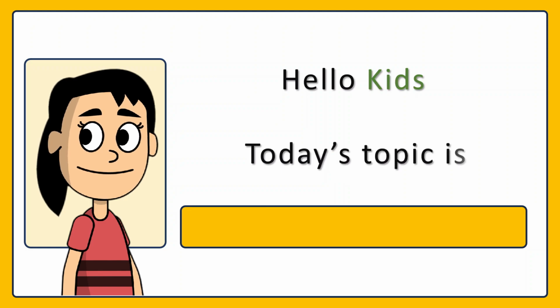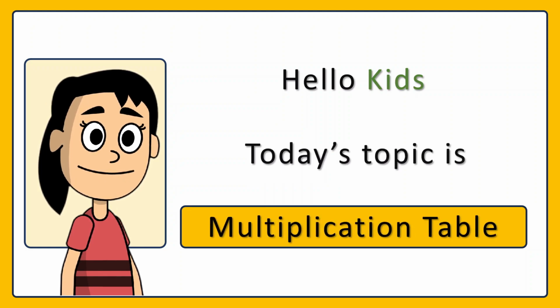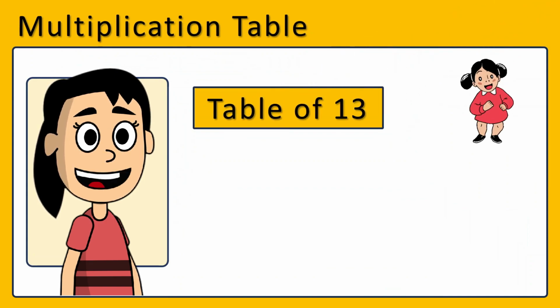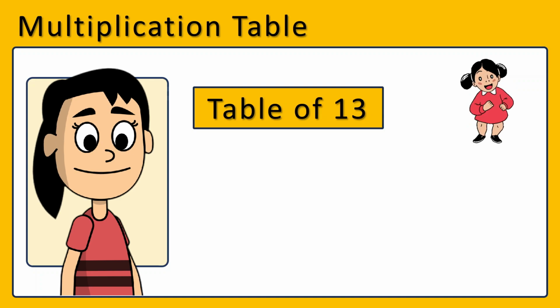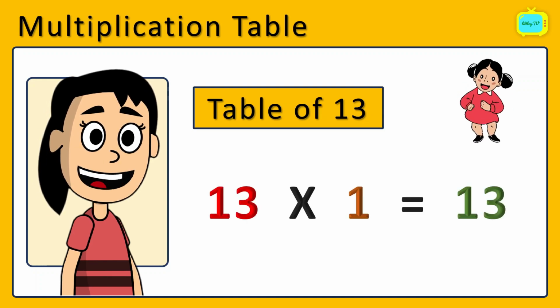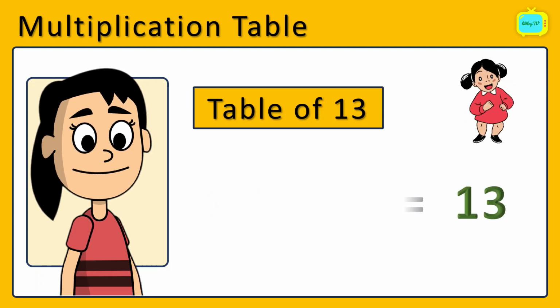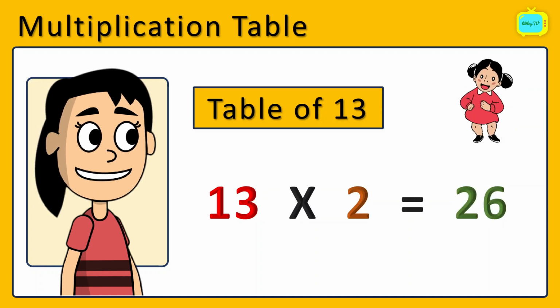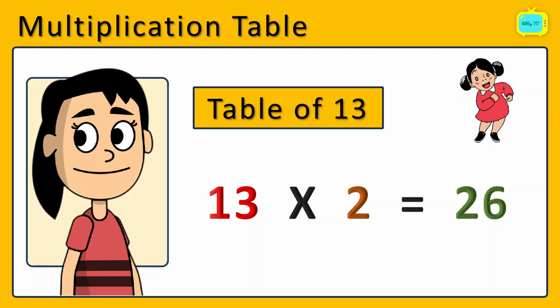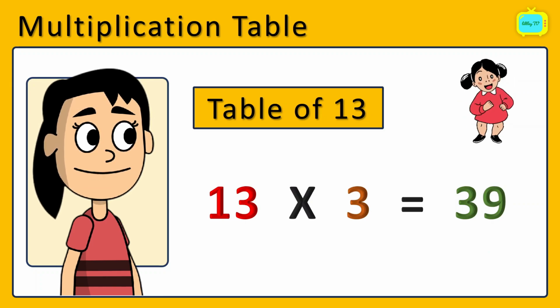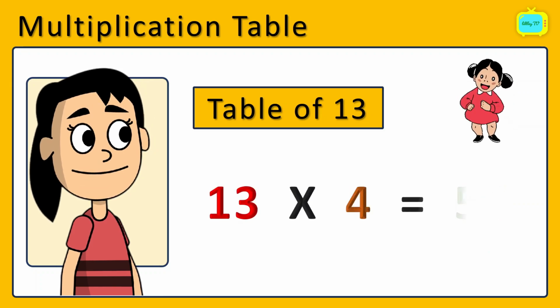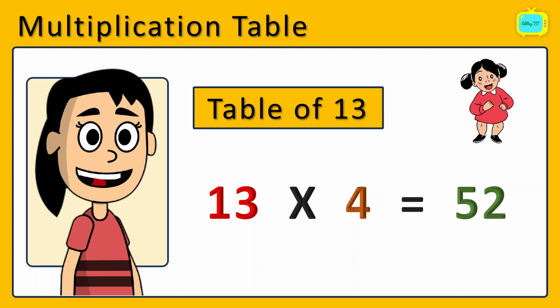So kids, our today's topic is multiplication table and we will learn table of 13. So let's start. 13 1 is 13. 13 2s are 26. 13 3s are 39. 13 4s are 52.